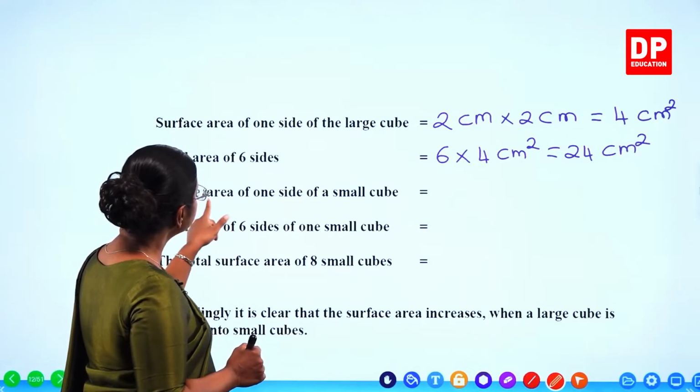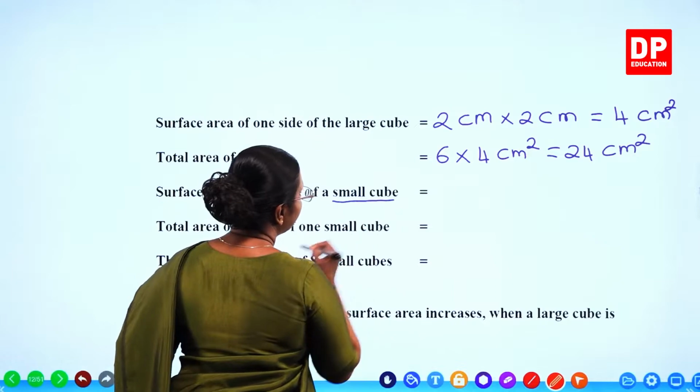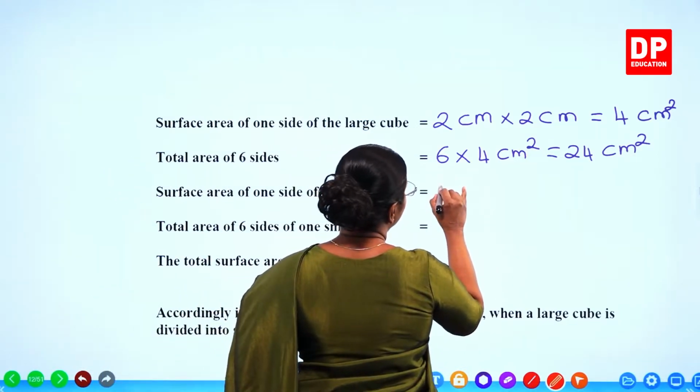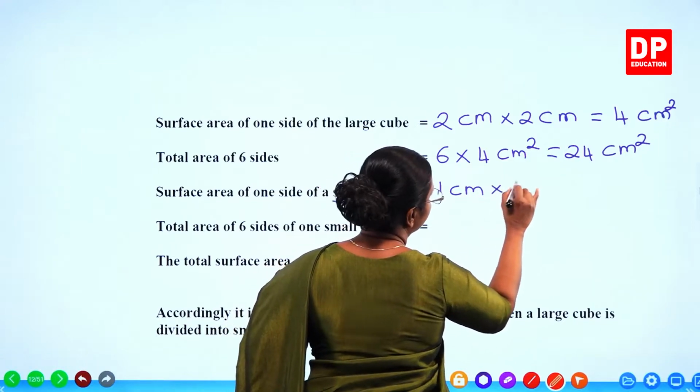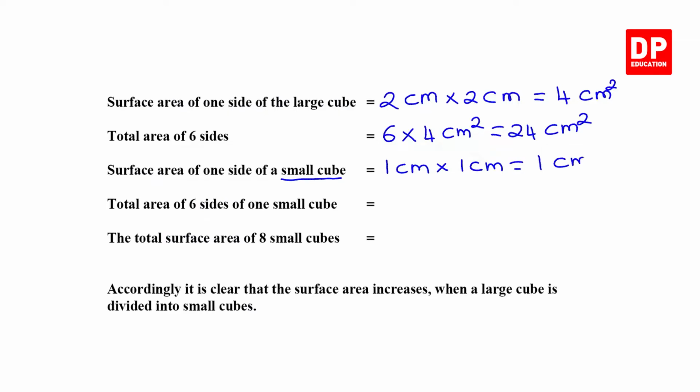Then, the surface area of one side of a small cube. The small cube, you know, is 1 centimeter side length. So, 1 centimeter into 1 centimeter is going to be 1 centimeter square.